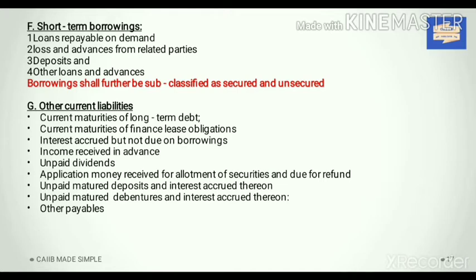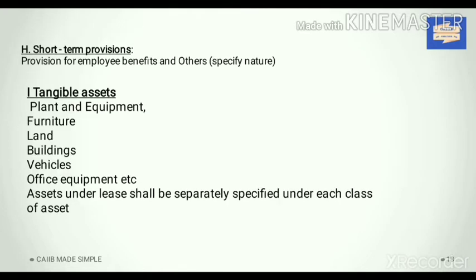Other current liabilities: current maturities of long-term debt, current maturities of finance lease obligations, interest accrued but not due on borrowings, income received in advance, unpaid dividends, application money received for allotment of securities and due for refund, unpaid matured deposits and interest accrued thereon, unpaid matured debentures and interest accrued thereon. Other payables come under other current liabilities. Next is short-term provisions. Provision for employee benefits comes under short-term provisions.